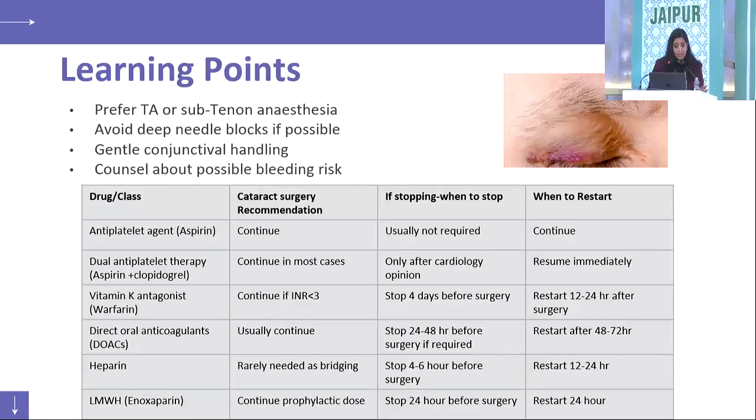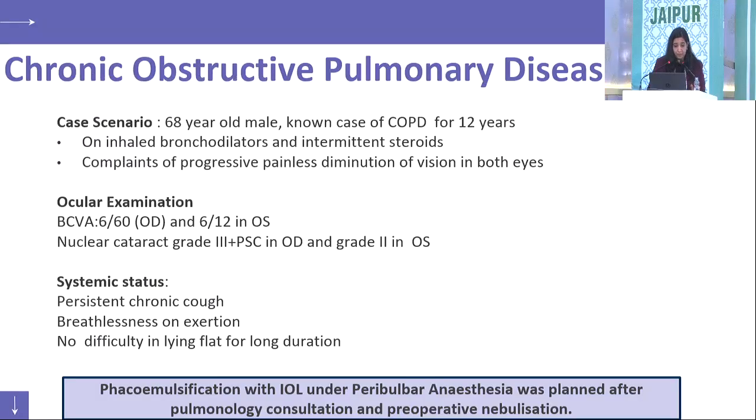So the learning point here is that we have to prefer topical anesthesia over peribulbar or retrobulbar blocks. Gentle conjunctival handling should be there, and we usually deal with all these anticoagulant medications nowadays. In the case of aspirin, we can continue the aspirin for the patient, and for the clopidogrel, we should take a cardiology opinion before.